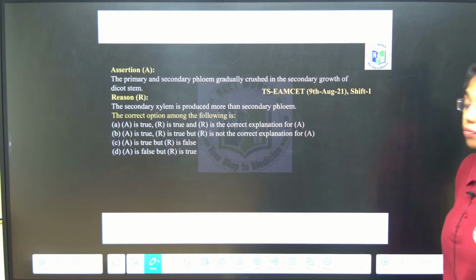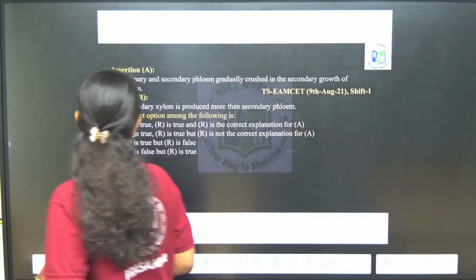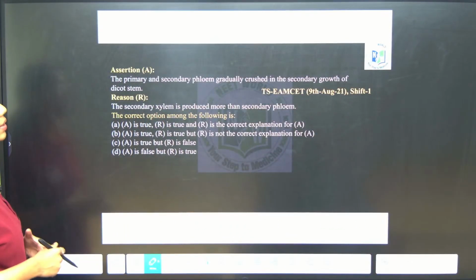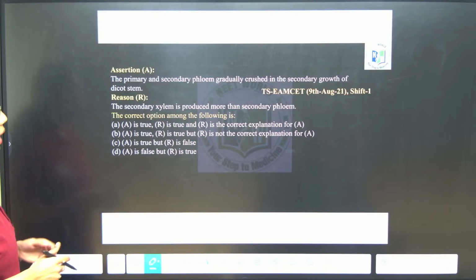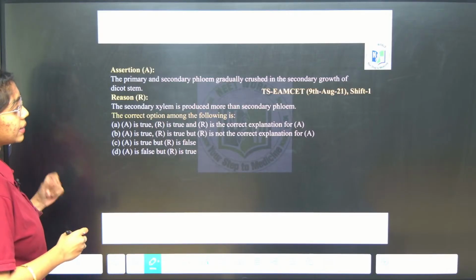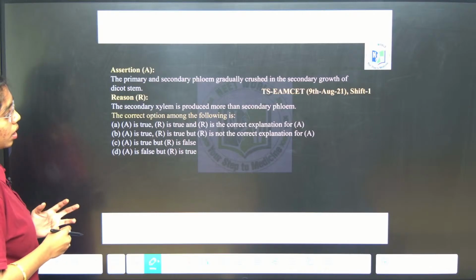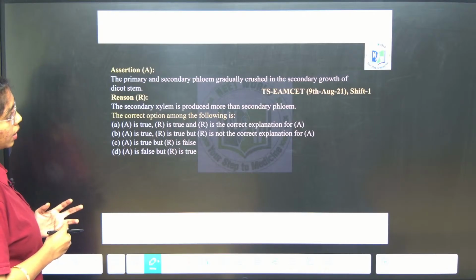Assertion, reason type of question. Primary and secondary phloem are crushed in the secondary growth of dicot stem. Yes, in dicot stem, primary and secondary phloem are crushed in the secondary growth.